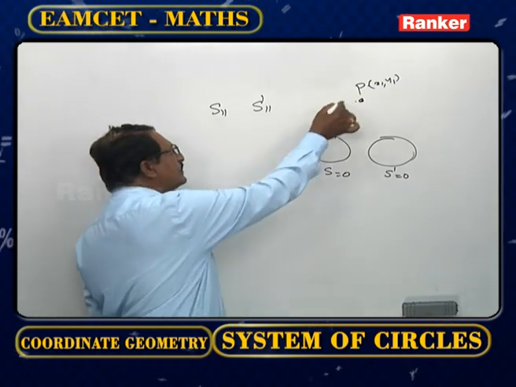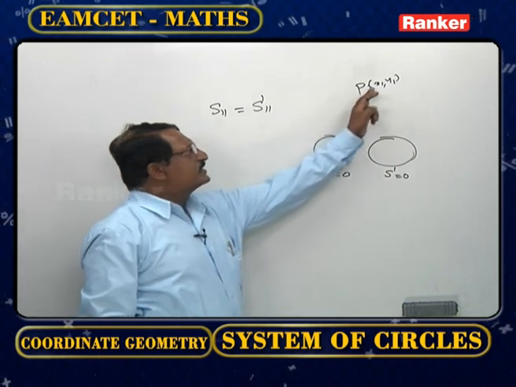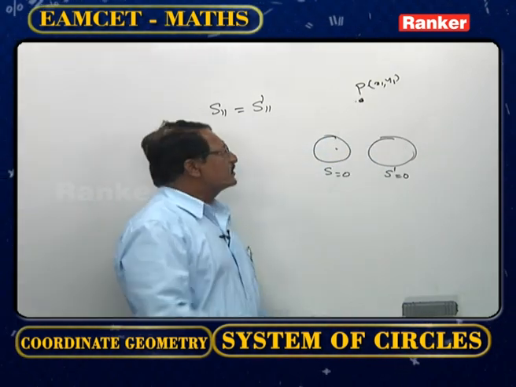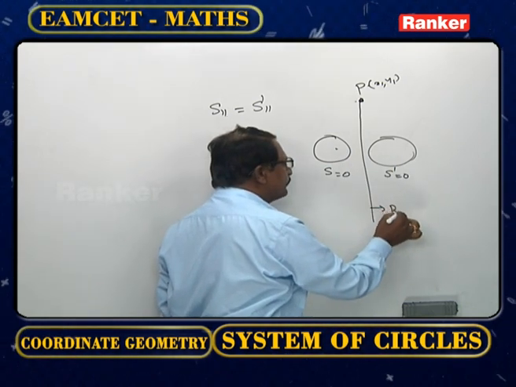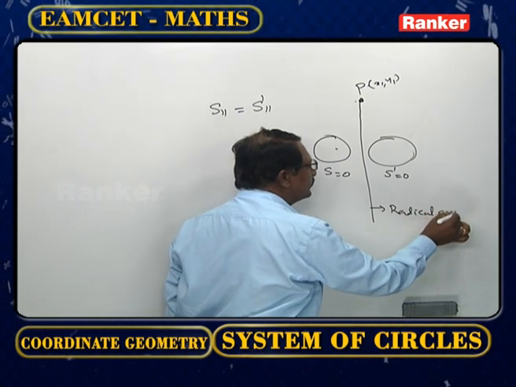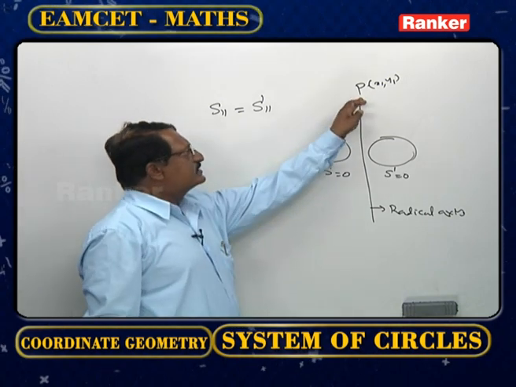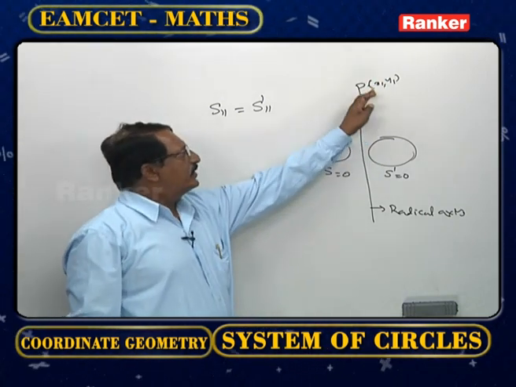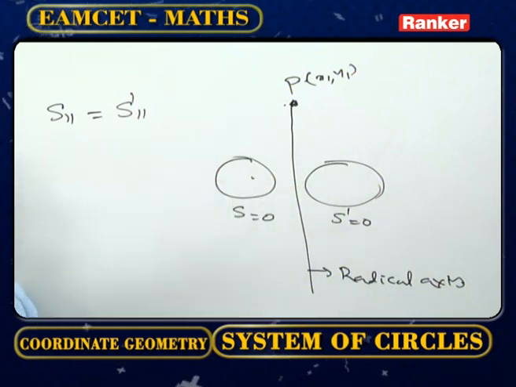If the powers of the point P with respect to the two circles are equal, then the locus of the point P (x1, y1) is called the radical axis of the circles. The locus of the point P, for which the powers with respect to the two circles are equal, is called the radical axis.